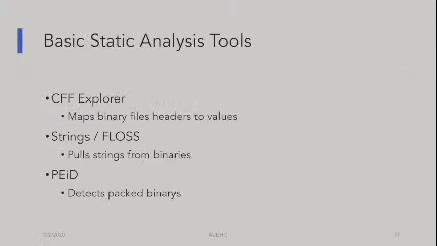Basic static, we covered this before, but CFF Explorer is kind of like PE view. We're looking at imports. We're looking at the PE values. We're pulling stuff like that. Strings, we're looking for hard-coded values within it, maybe like URLs or even functions. Well, definitely functions. PEID, we're looking for packed binaries. But we can go into that in more detail at another time.